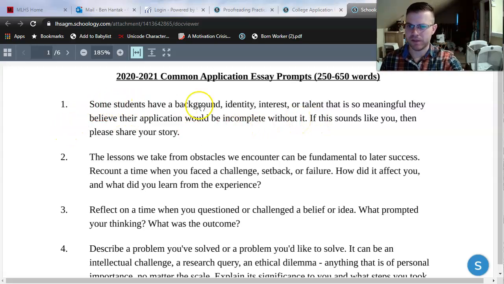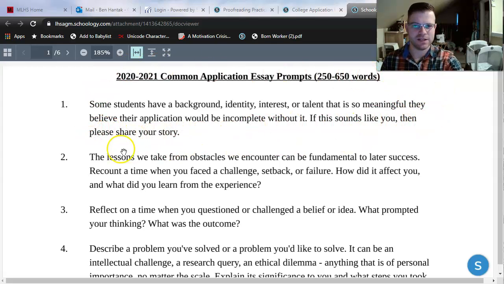The first one is probably the most popular one that people write about. Some students have a background, identity, interest, or talent that's so meaningful they believe their application would be incomplete without it. If this sounds like you, then please share your story. This is basically the open prompt. It's actually really similar to the identity paper, the Who I Am essay that you wrote for me already. It's basically asking, hey, who are you?